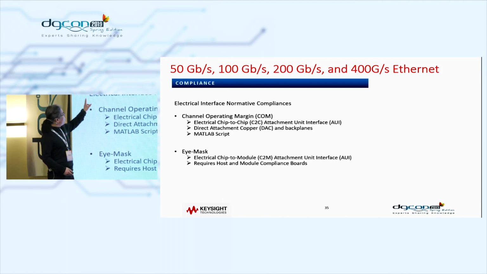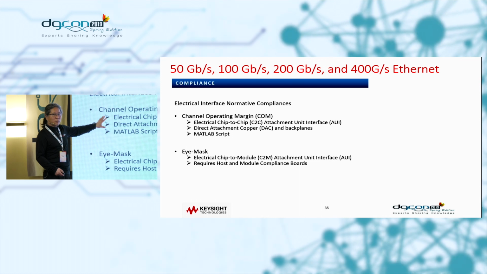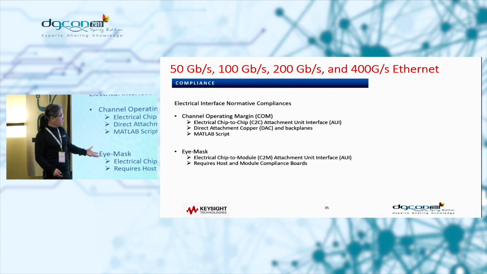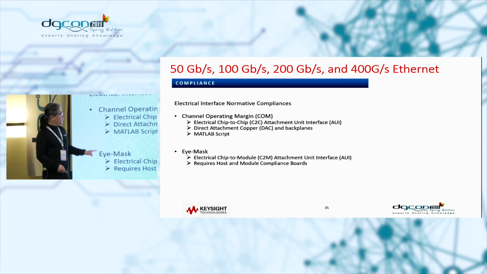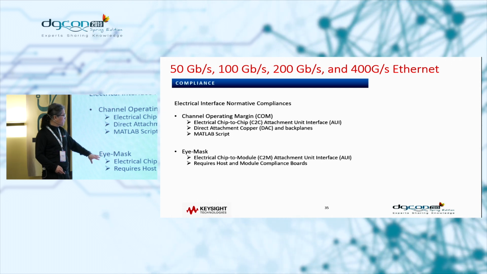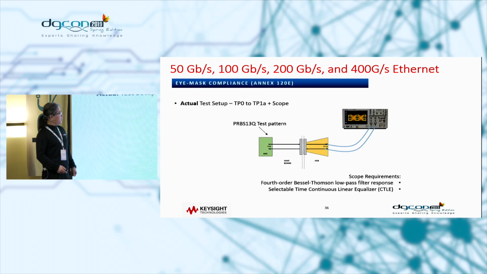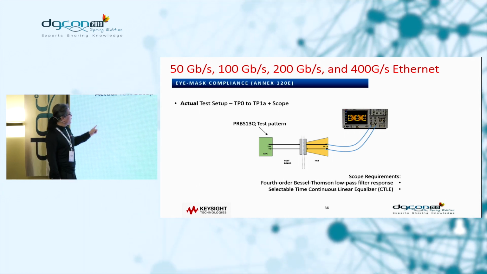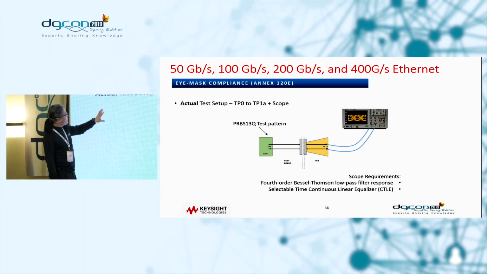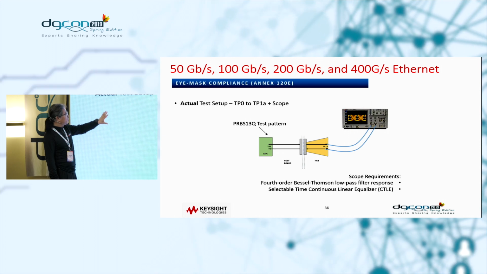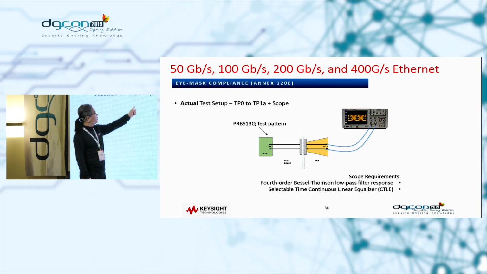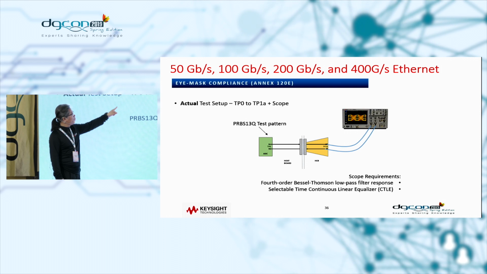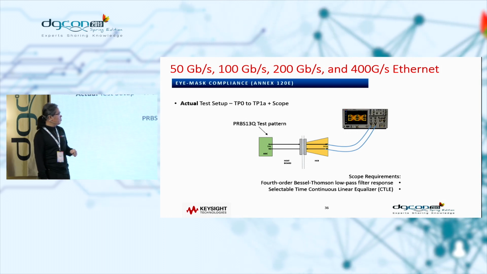So for the compliance, there are two ways. One is using COM, channel operating margin, and the other is using the eye mask, all right? So in this test case, we will be using the eye mask. So how you set up those measurements is basically, this is the standard Annex 120E, which defines the test setup from TP0 to TP1A plus scope.